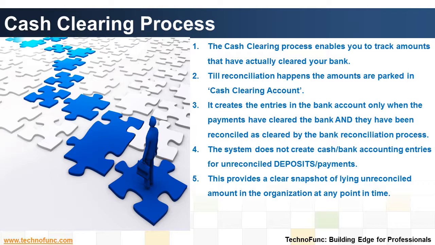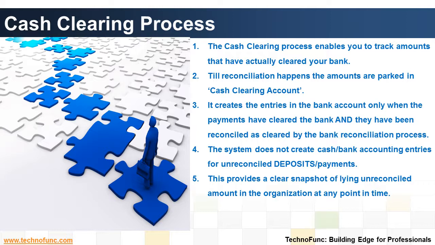The cash clearing process enables you to track amounts that have actually cleared your bank versus amounts still floating in the banking system. The cash clearing process creates accounting entries to record the actual settlement in your cash or bank account in general ledger only when you clear the payment transactions in the system during the reconciliation process.